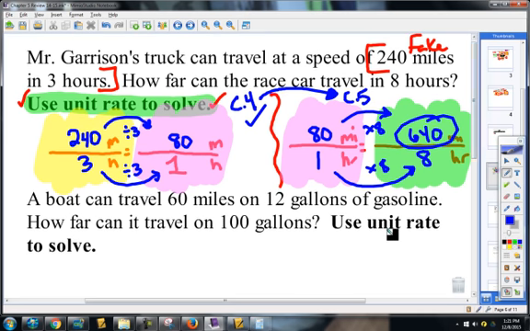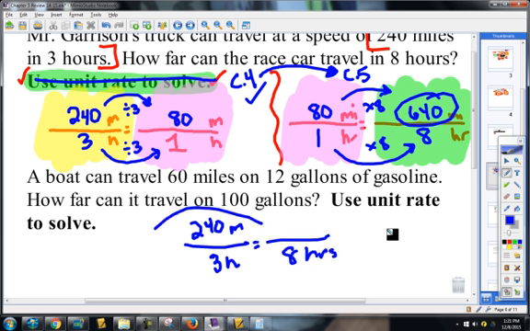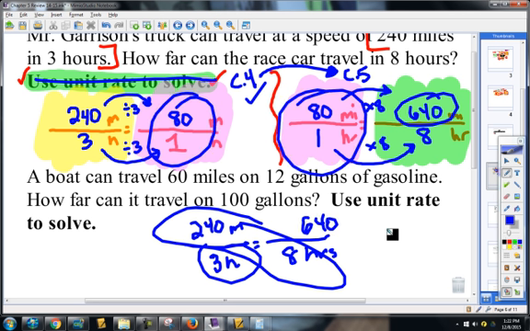Okay? So I hope you're all seeing the difference. Whereas before, if that wasn't there, you would just have done this: 240 miles in 3 hours. How far is that in 8 hours? And then you would have said, oh, I'm going to cross multiply and divide, and you would have gotten 640. Now you're doing this step where you're finding the unit rate to solve.